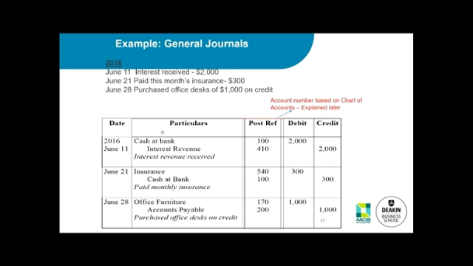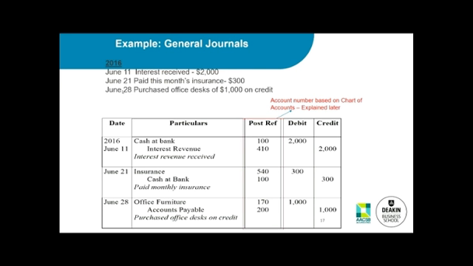All right, the second entry is the insurance. On the 21st of June, we paid insurance of $300. So insurance is an expense. So we debit the expense of $300 and we credit our bank account because it's reduced the bank account, which is an asset.